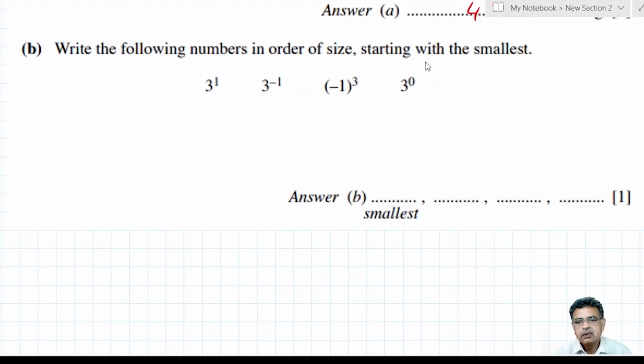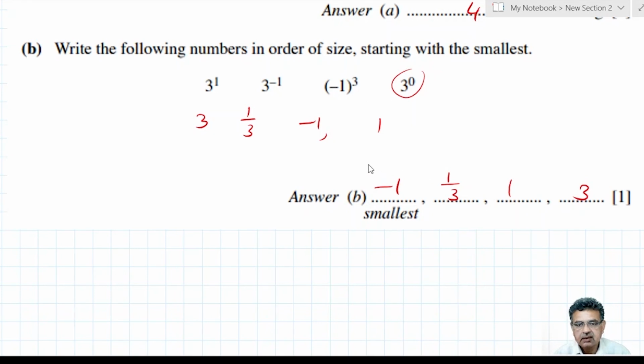Write down the following numbers in order. This is 3, this is 1 over 3, this is minus 1, and this is 1. 3 power 0 is 1, this is minus 1. So the smallest one, definitely, is the negative number. Then 1 upon 3, 1 is larger than 1 upon 3, and then it is 3.